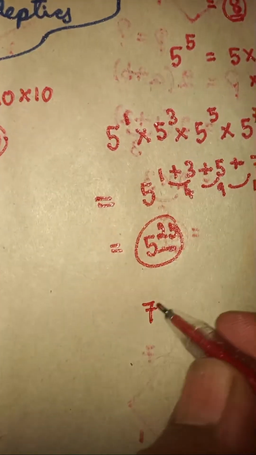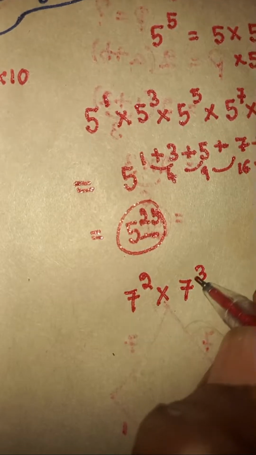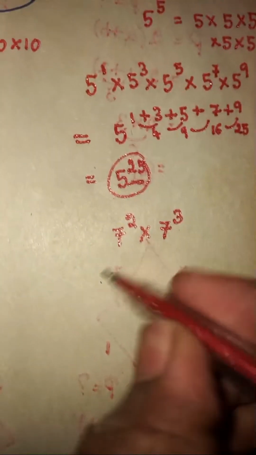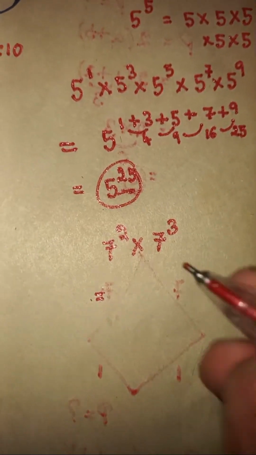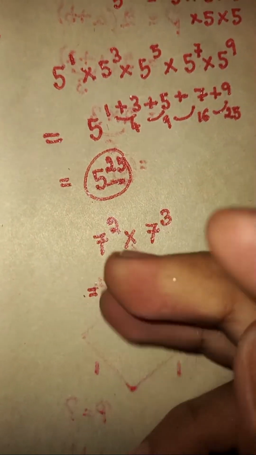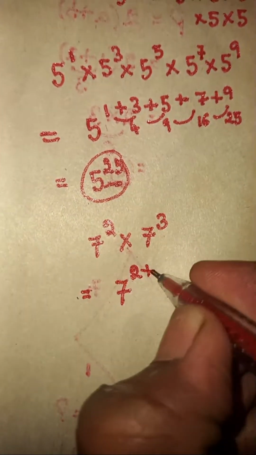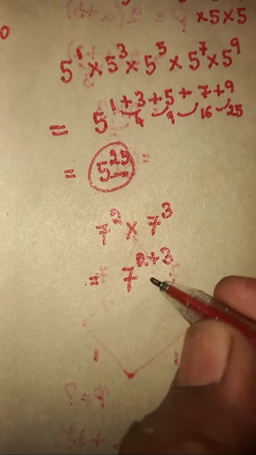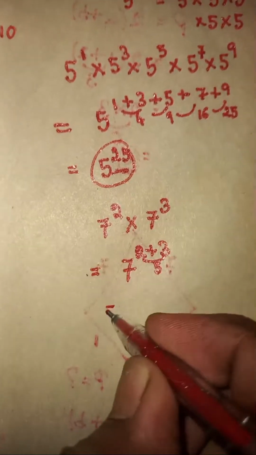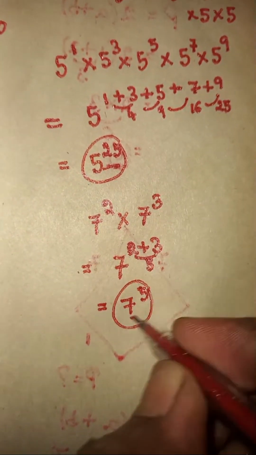Let's take one more problem, that is 7 square times 7 cube. Here you can take the base 7 as common and add up the powers. Power 2 and power 3, it's going to become 7 power of 2 plus 3. 2 plus 3 is 5. So it becomes 7 power of 5.